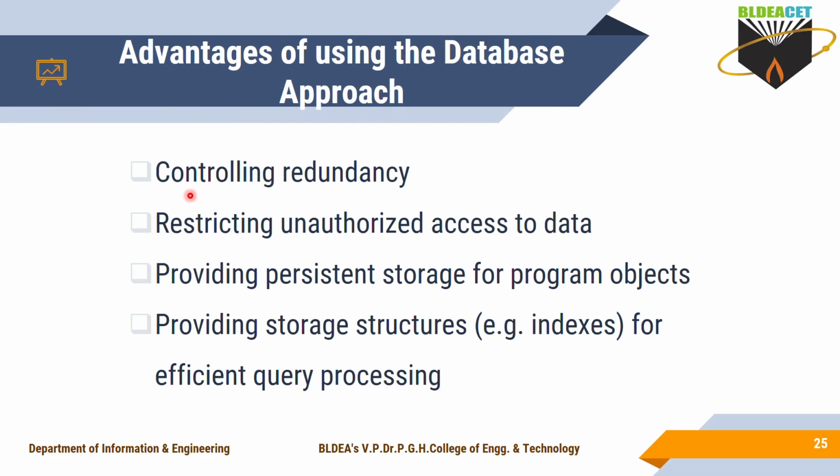In this, the first advantage is controlling redundancy. First I'll tell what redundancy actually means. Redundancy means duplicate copies, maintaining the same records multiple times. If you maintain them, those records we call redundant copies of the previous record. So I said controlling redundancy is one of the advantages of the database approach. How is it an advantage? I'll explain now.